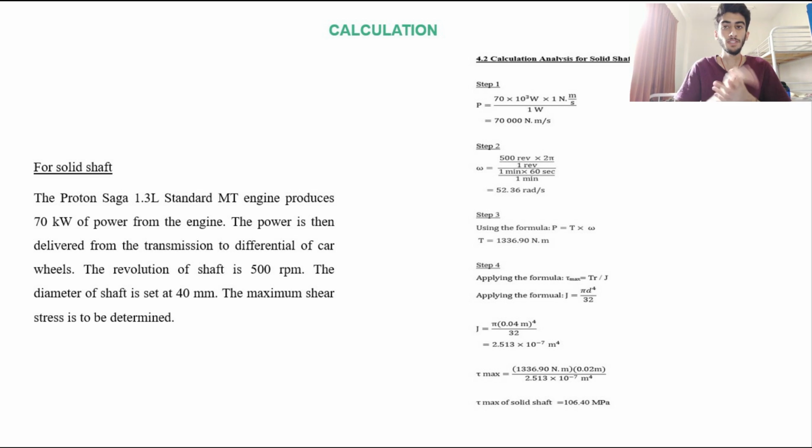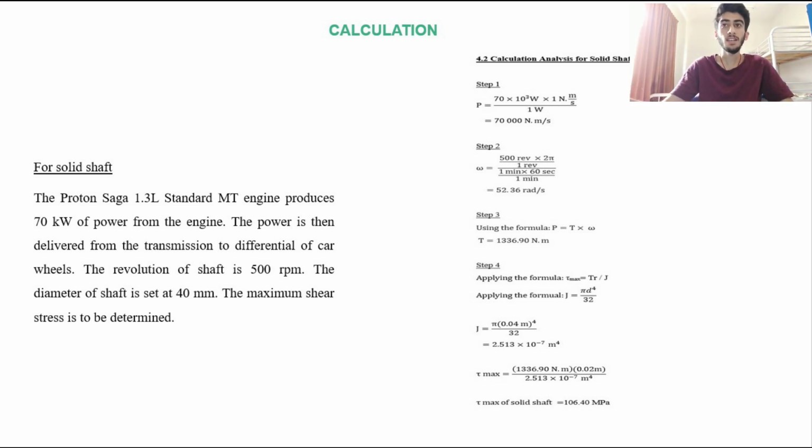Okay, so from the first question, the Proton Saga 1.3 litre standard MT engine produces 70 kilowatts of power. Power is then delivered from the transmission to the differential of the car wheel. The revolution of the shaft is 500 RPM, which is the maximum. The diameter of the shaft is set at 40 mm, and the maximum shear stress is to be determined.